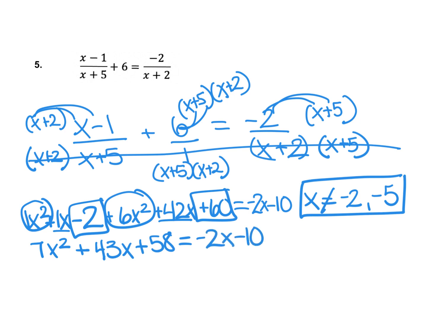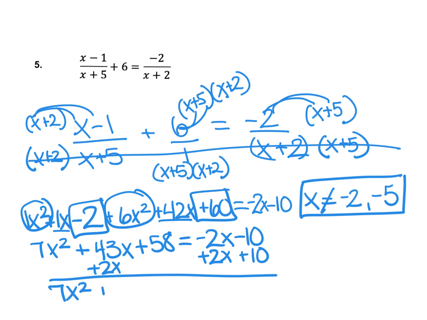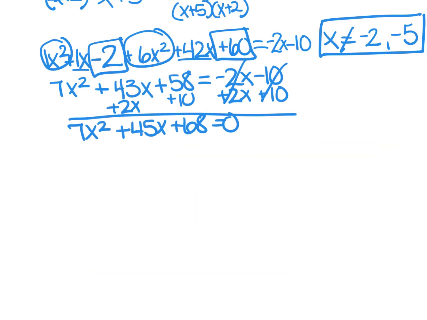All right, so now we need to get our equation equal to 0. So I'm just going to add the 2x to each side, and I'm going to add the 10 to each side. So plus 2x, we're going to have 7x squared plus 45x. And then I'm going to add the 10. So now both of these are canceling out. Plus 68 is equal to 0. All right, so I'm going to solve this. You could do it with the quadratic formula, or you could do it by factoring. And since I know the factors, we're just going to solve this by factoring.